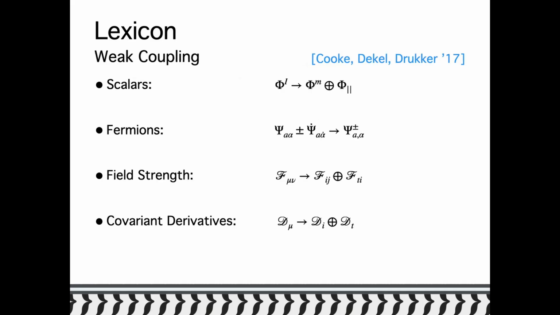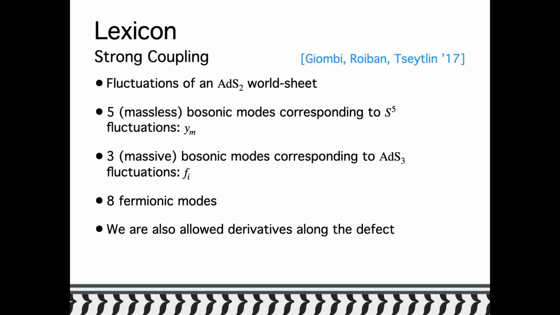So at weak coupling, we have a whole bunch of letters. We have phi m, phi parallel, psi plus or minus, F_ti, F_ij, and two types of derivatives, del_i and del_t. And at strong coupling, we have massless bosonic fluctuations, massive bosonic fluctuations, fermionic fluctuations, and derivatives along the defect. So these are the two different alphabets that we have.